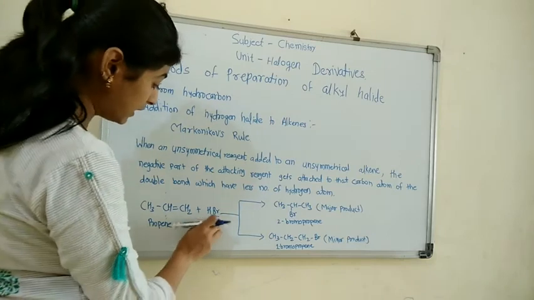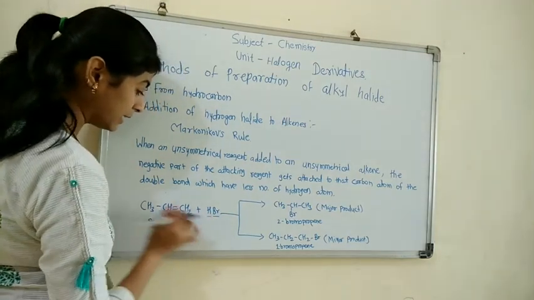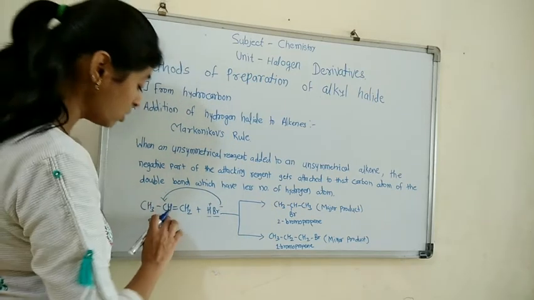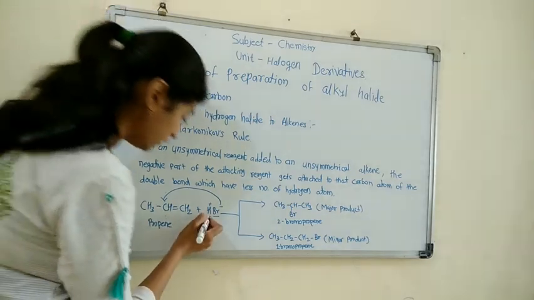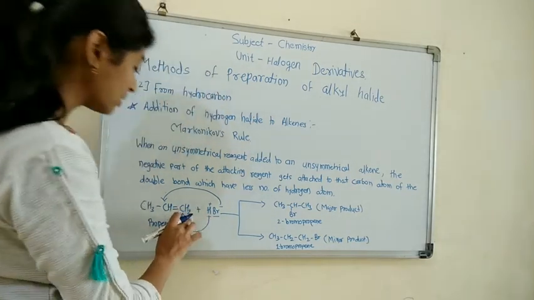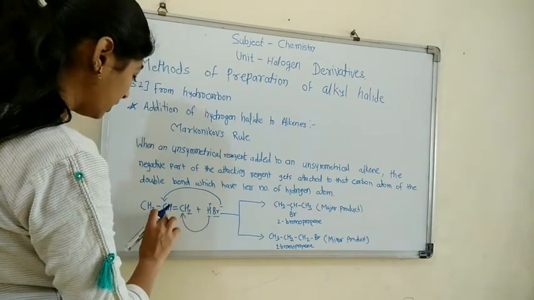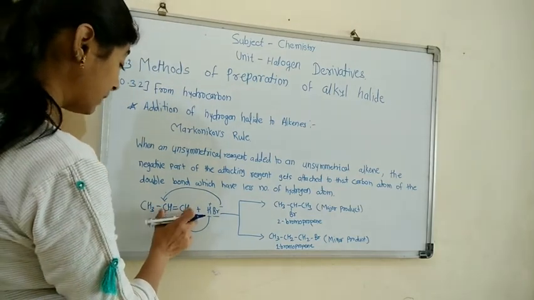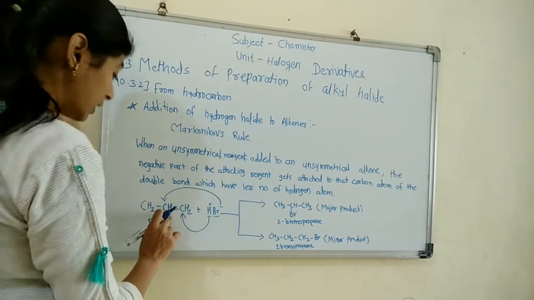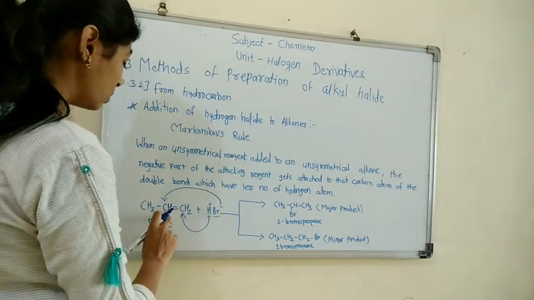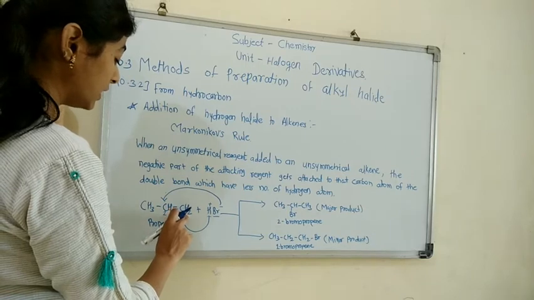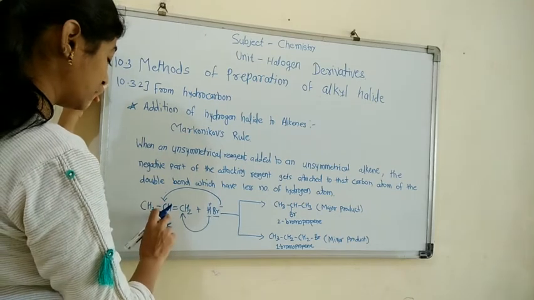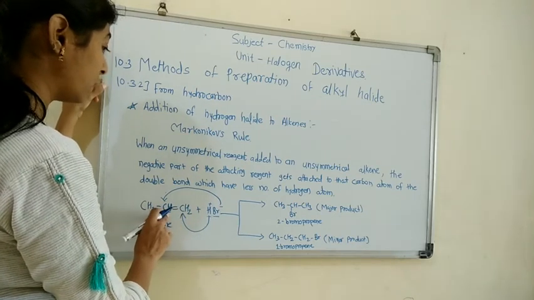When this unsymmetrical reagent is added to the unsymmetrical alkene, the negative part of the attacking reagent gets attached to that carbon atom which has fewer hydrogen atoms, whereas H positive goes to the other carbon atom. Here in 1-propene, the second carbon atom bears fewer hydrogen atoms in the double bonded chain. The second carbon has only one hydrogen as compared to the first, which has two. So Br negative gets attached to that carbon atom which has fewer hydrogen atoms.